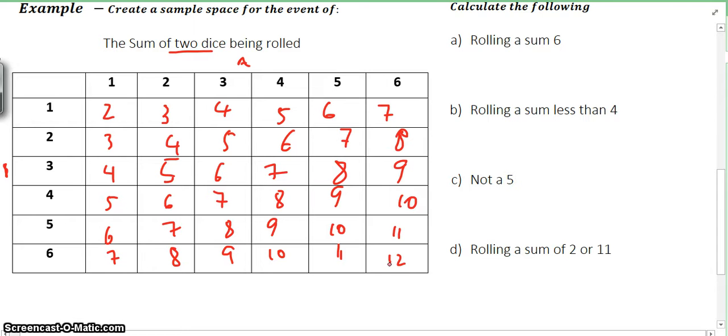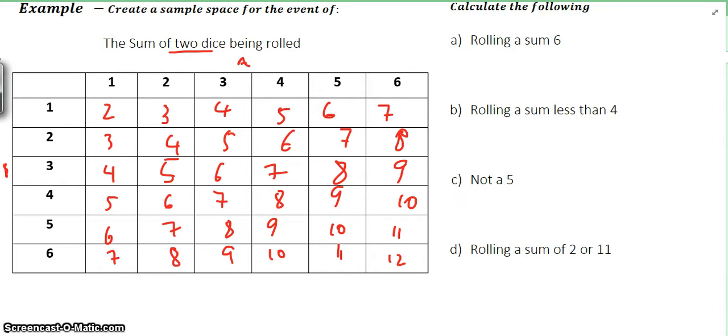11 and 12. So now, what I'd like you to do is I'd like you to consider these questions that I've put on the right. And after you've read these questions, I'd like you to pause the video, and I'd like you to actually lock in an answer, and then unpause the video when you have written something down. So what's the probability of rolling a sum of 6?